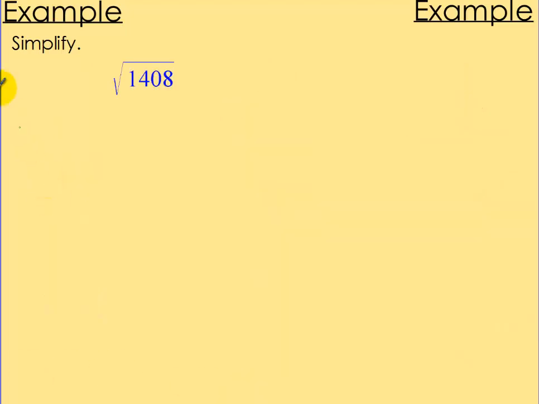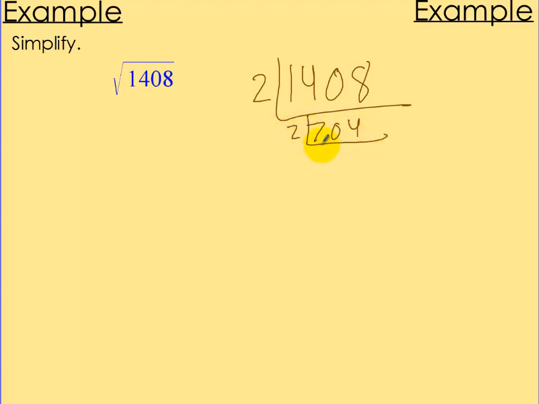Alright, try this example. Oh boy, it's a big number, 4 digits, but that's okay. We can break it down. So, first step, it's even, because that's what I start with. So divide it by 2, so I'm left with 704, and it's still even. So divide it by 2 again. I'm left with 352, and it's still even, so 2 again.